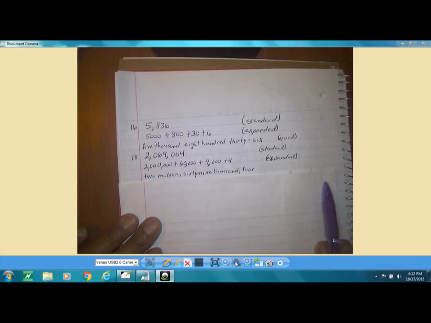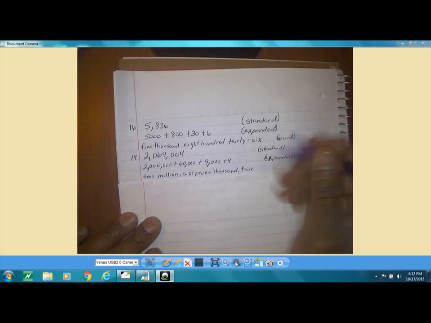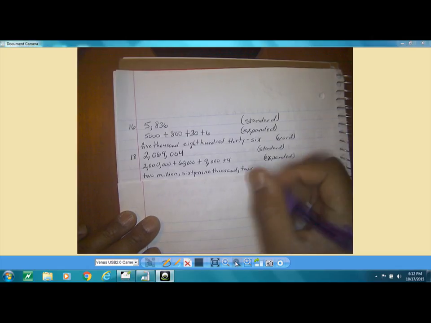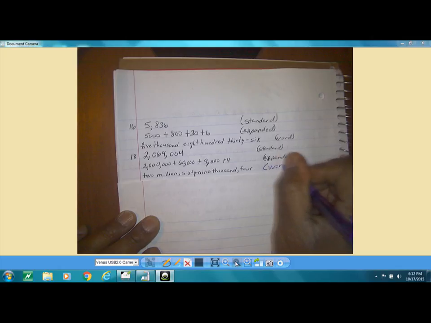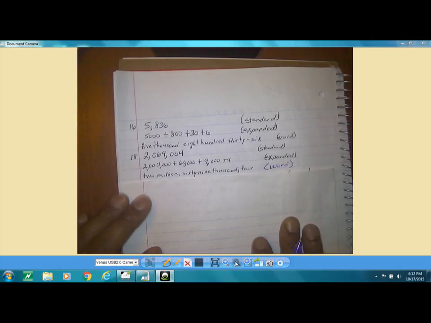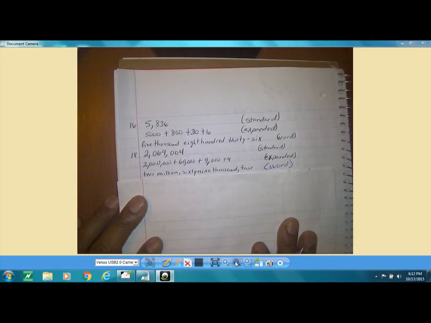And in word form, 2,069,004. So that is the same number written in standard form, expanded form, and the directions wanted you to write it in word form.